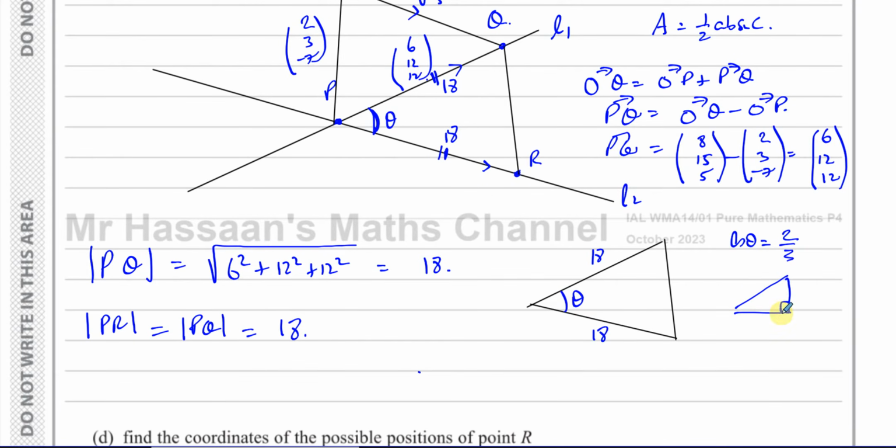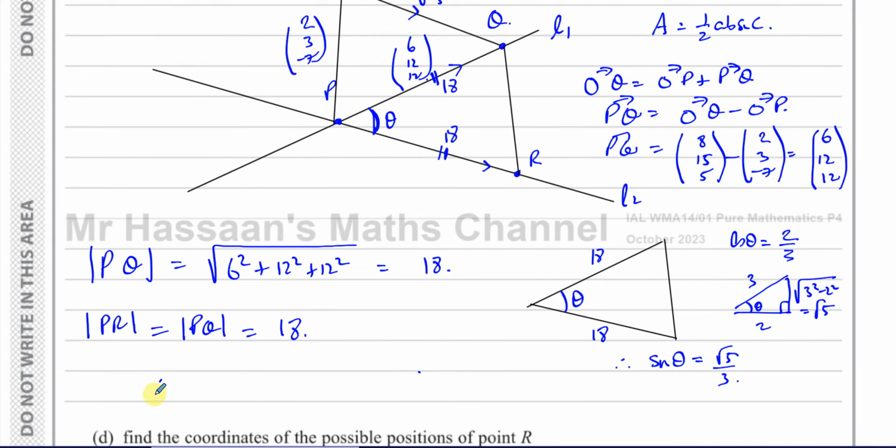So we can draw a right angle triangle. We can call this theta. Cosine of theta is adjacent over hypotenuse. So this is going to be the square root of 3 squared minus 2 squared, which is 9 minus 4, so the square root of 5. So we can say therefore that the sine of theta is equal to opposite over hypotenuse, root 5 over 3.